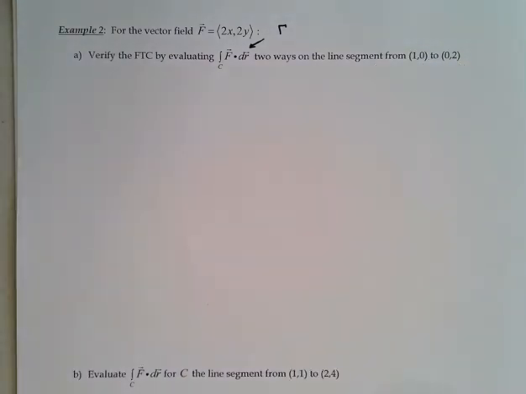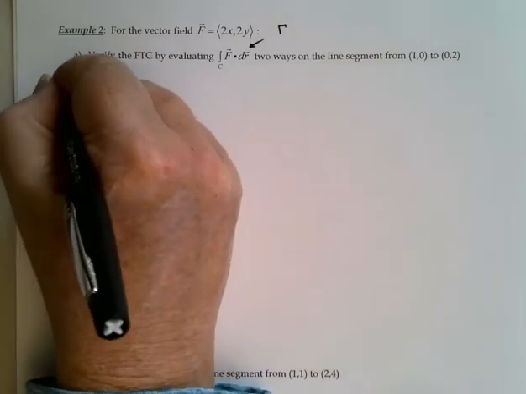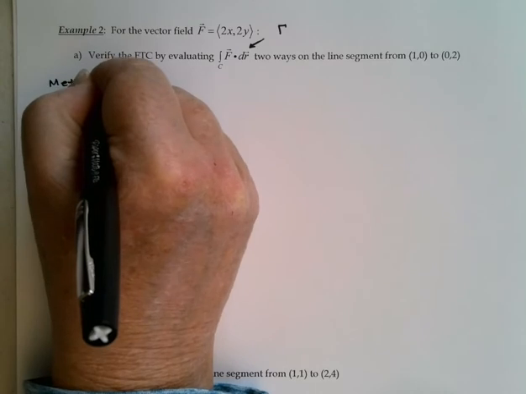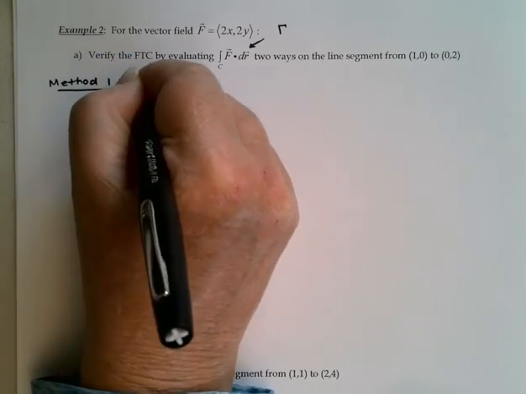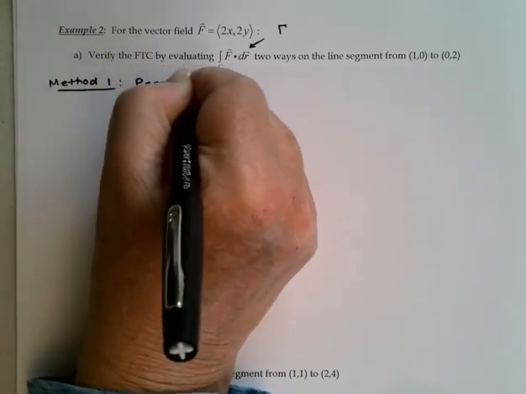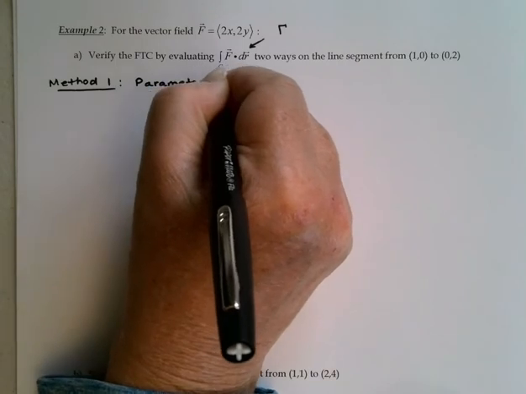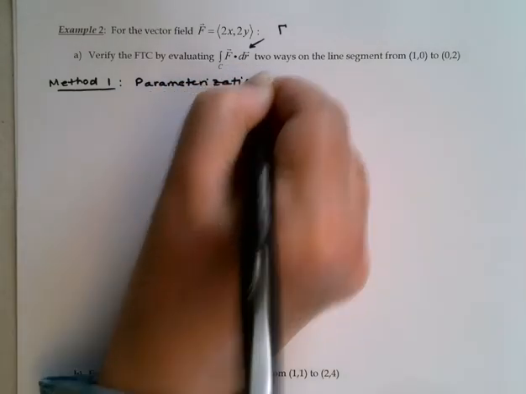So we're going to do this once using the parameterization method that we've been using, we're learning in section 14.2. And then we're going to do it again using the FTC. And hopefully we should be able to see that we get the same result. So method 1, I'm going to call it the parameterization method. It's just the old method that we already know.